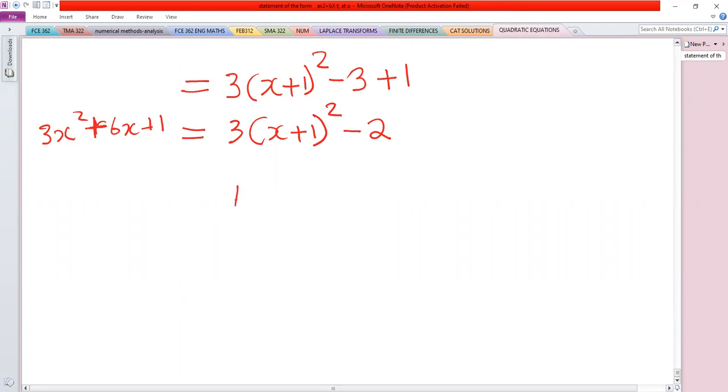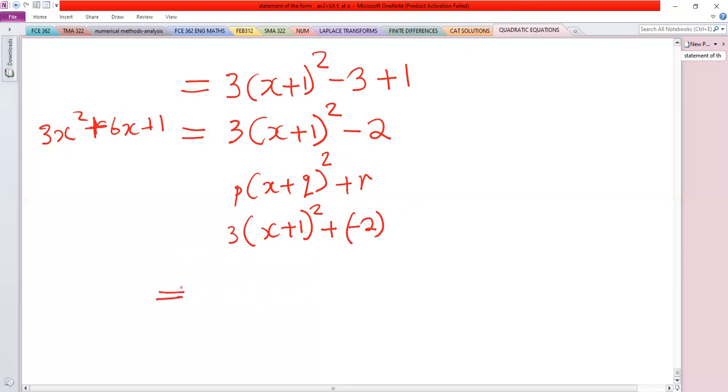So if you relate this one to p into x plus q squared plus r, then we can write this one as 3 into x plus 1, remember, this was squared, plus minus 2. Remember, minus is the same as plus minus. So which implies that p is 3, q is 1, and r is negative 2. So those are the values.